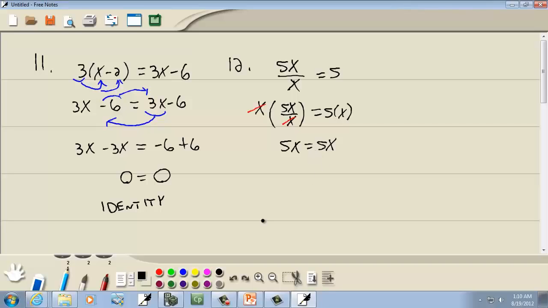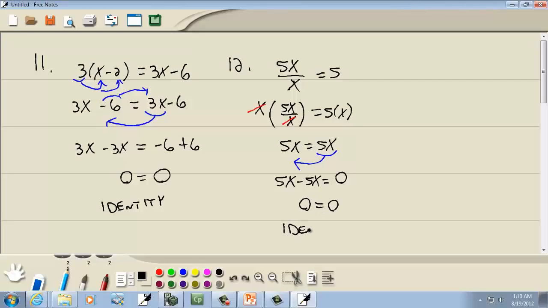Third step, get everything with an x on one side, numbers on the other. I'll take 5x over here. And we get 5x minus 5x, and since there's nothing left on the right side, we got 0 there. Combine together like terms at any step. 5x minus 5x is 0, so we get 0 is equal to 0.